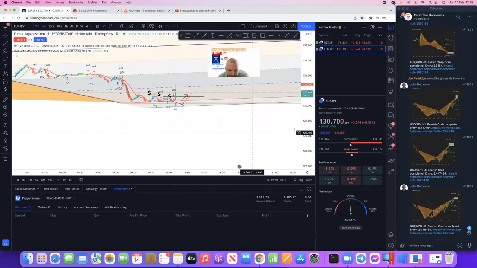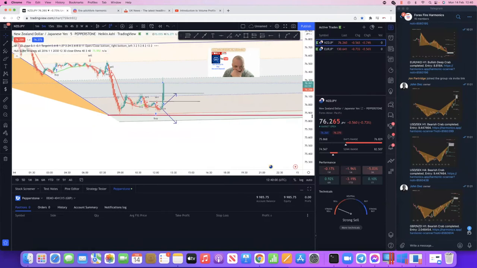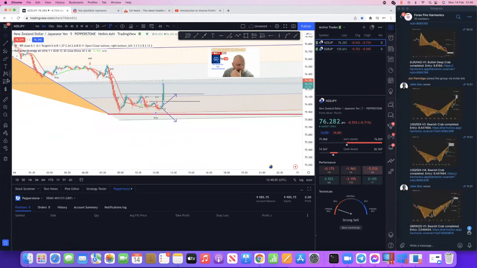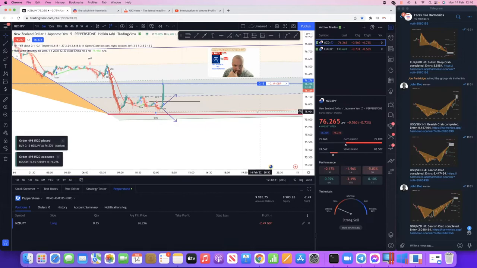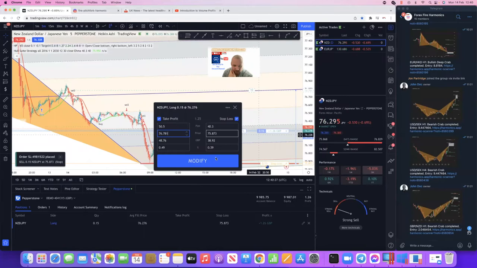Possibly, we'll have a look at the end of DJPY. Again, this looks like there's going to be a push. New candle. Let's go for buy. Let's bring the SL to the D. Take the TP up to the top of it. Modify that.